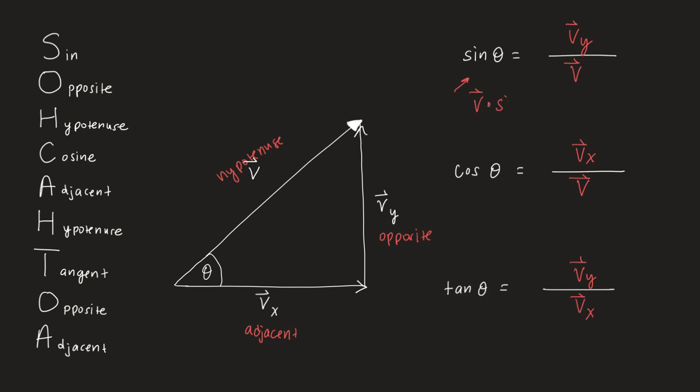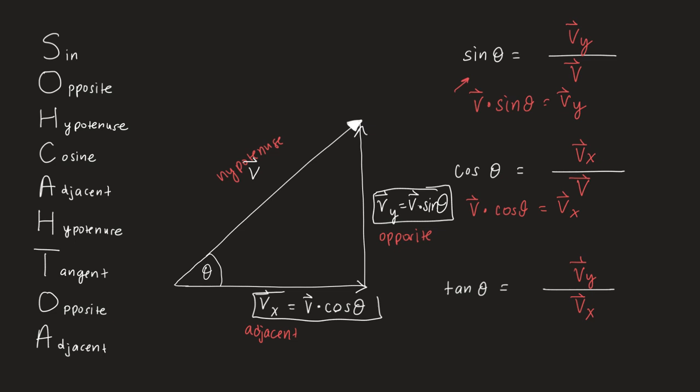V times sine of theta is equal to v sub y, the component of the velocity in the vertical direction. I could do the same thing with the cosine function and multiply by v, and that would tell me that v times cosine of theta is equal to v sub x, the component of velocity in the horizontal direction. So oftentimes, instead of writing v sub x and v sub y, we'll replace v sub x with v times cosine of theta, and v sub y would be v times sine of theta. And we'll use these equations in our kinematic equations.